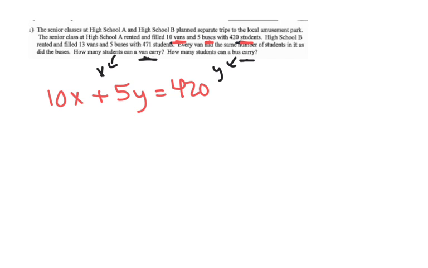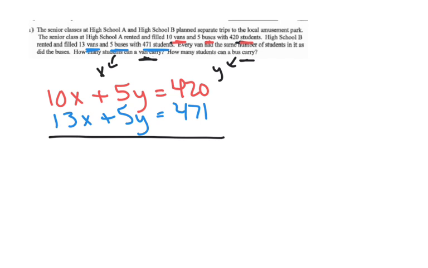Now if we look at High School B, they filled 13 vans and 5 buses with 471 students. So 13 vans times x, which is how many students are on a van, plus 5 times y, which is how many students are on a bus. That altogether is going to equal 471 students. Well, now we just have a system of equations, which is what we've been working on.